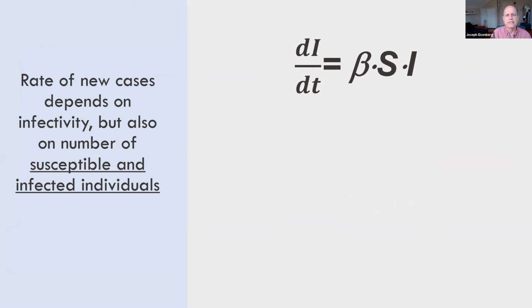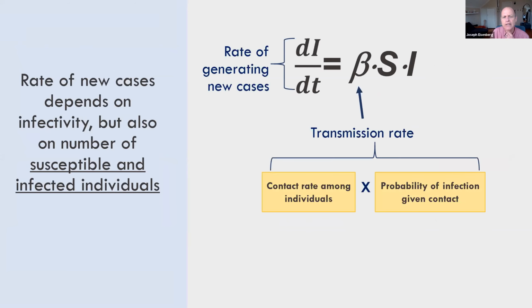To get into a little bit more detail about this model, the way in which new cases are generated: I is the number of cases, and dI/dt, we would say, is the rate of generating new cases, proportional to a transmission rate. That transmission rate has two pieces. It has a social piece, which is the contact rate. We think about the contact rate in the context of why we social distance. We social distance in order to reduce that contact rate. And then it's also a product of the probability of infection.